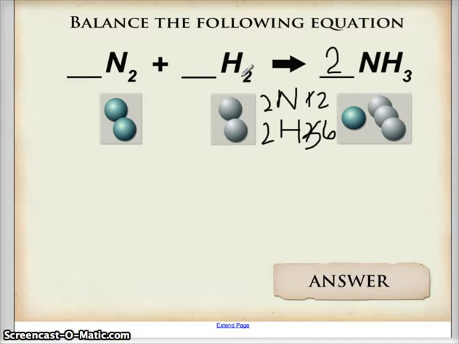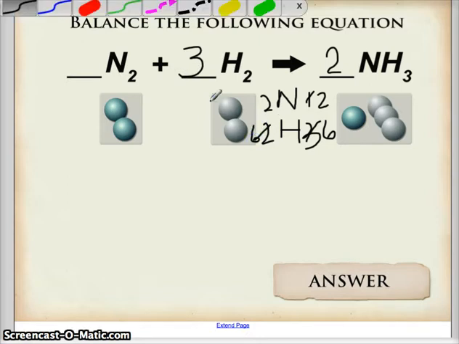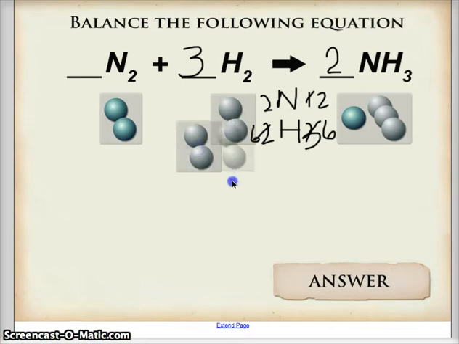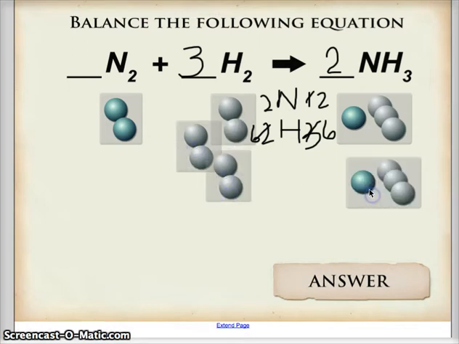If I look here, I have 2 hydrogens. What times 2 is going to get me to 6? If you said 3, you are correct. And that now gives me 6. All right, and I can use my little clone thing to show you that. There we go. 1, 2, 3, and 6.